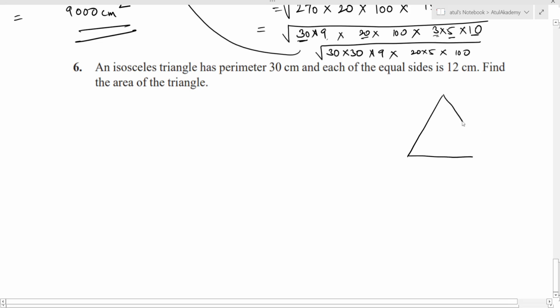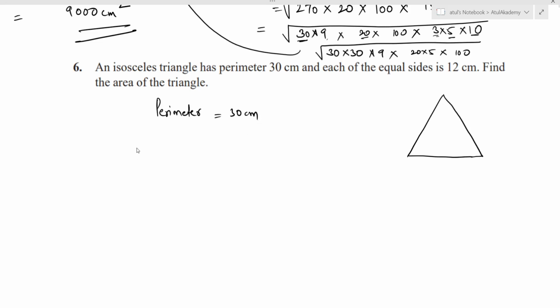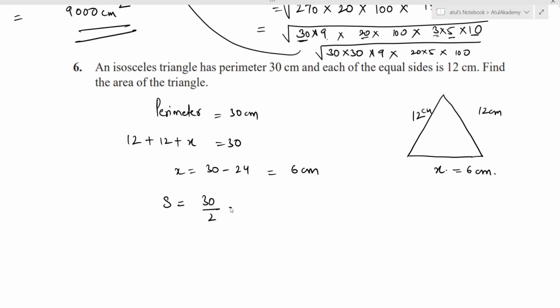The equal sides are given to us in this question. It is saying that perimeter is 30 centimeter. Okay. Perimeter, you all know you have to sum all the three sides. So the two equal sides are 12 and 12 centimeter. You need to find the third side first. So let's add 12 plus 12 plus x is 30. So x is what? 30 minus 24, which is 6 centimeter. So I got the third side as 6 centimeter. Semi-perimeter is half of the perimeter, which is 30 by 2. That's 15 centimeter.